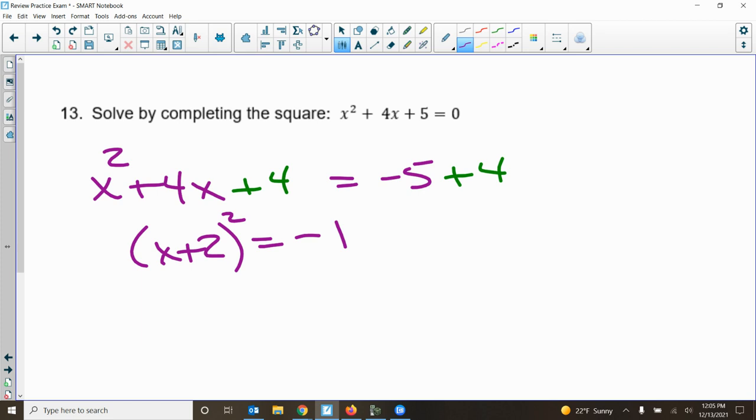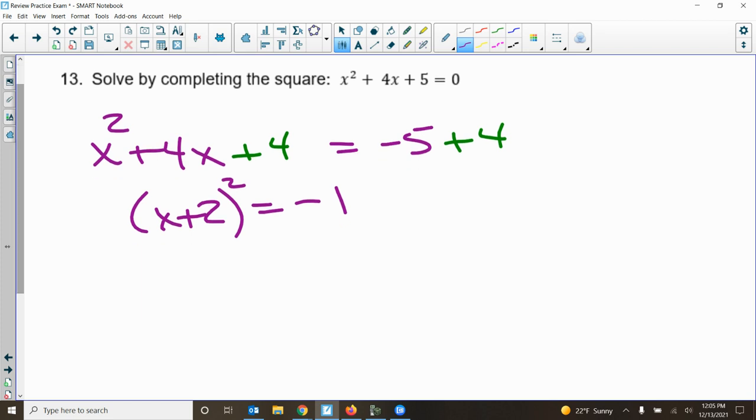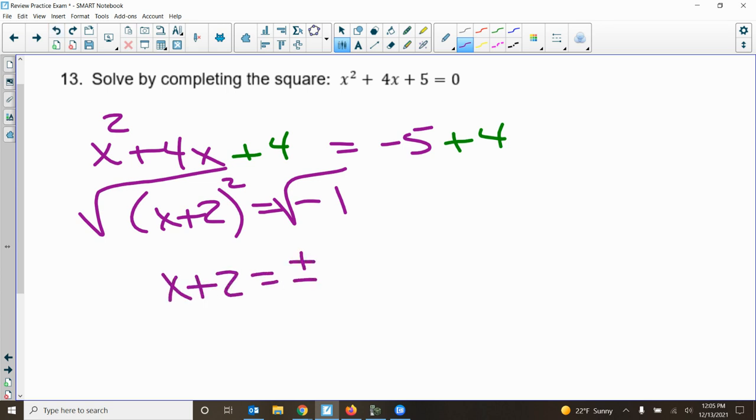Now, if I want to get x by itself, what do I have to do first? Square root, and that gives me a plus or minus on the right-hand side, right? So I'm going to square root. I get x plus 2. Actually, let's get rid of the parentheses here. x plus 2 equals plus or minus. What's the square root of negative 1?